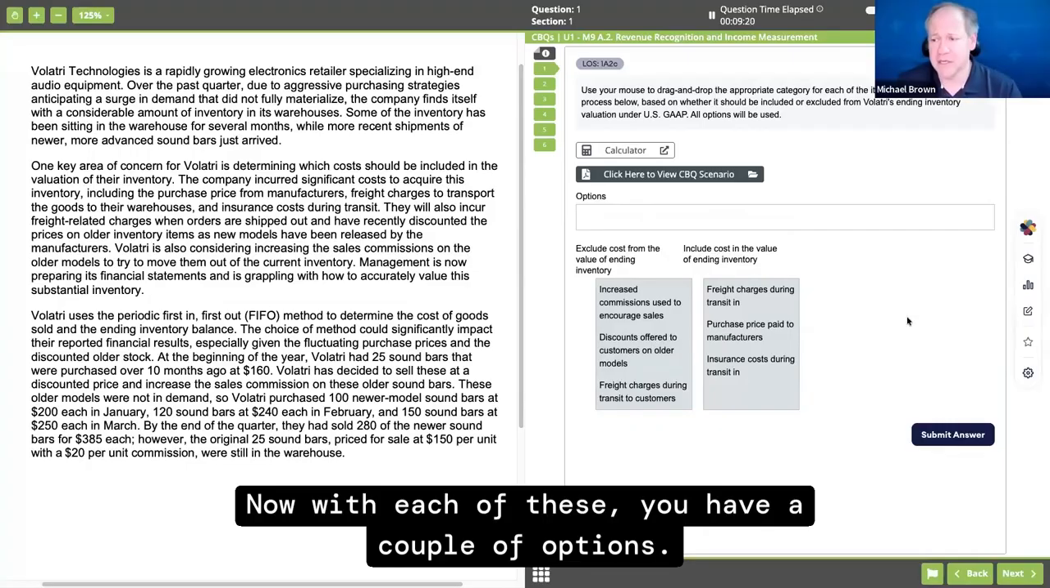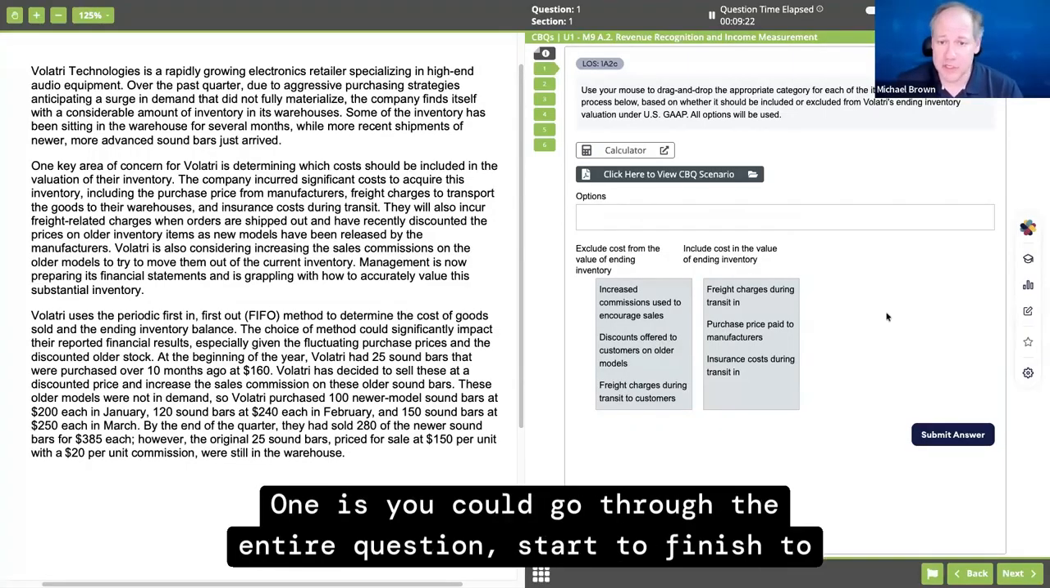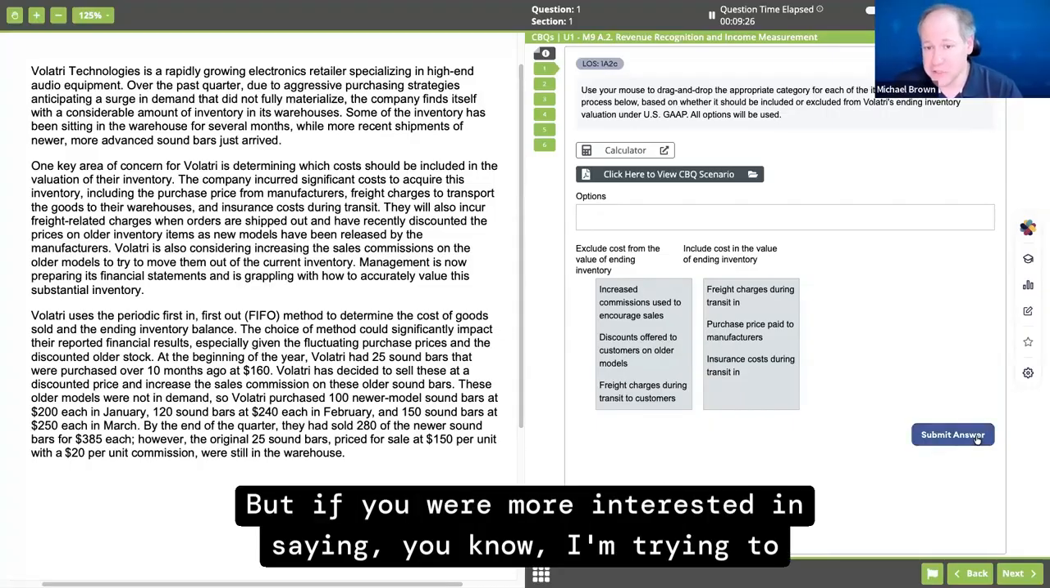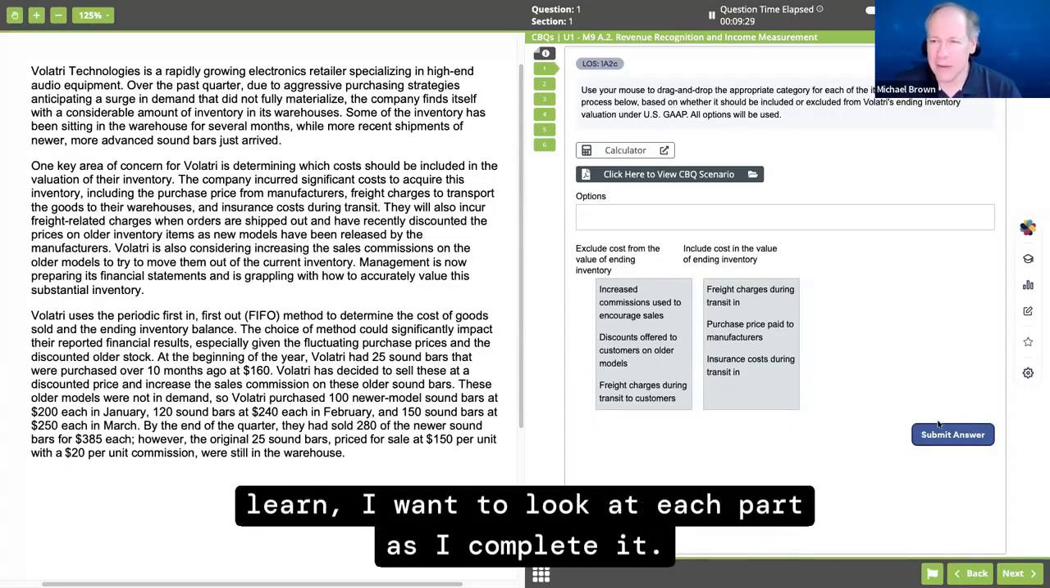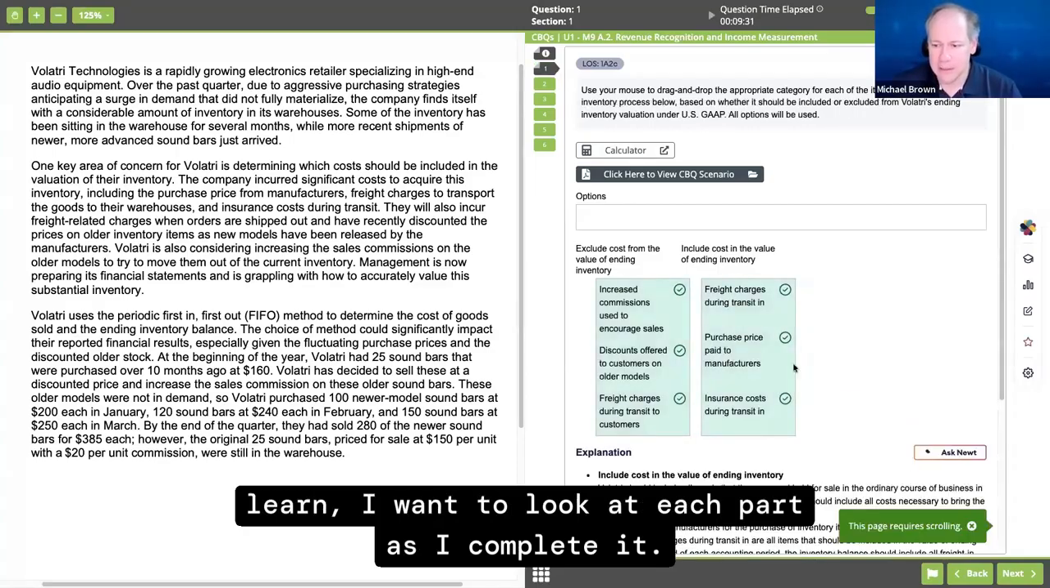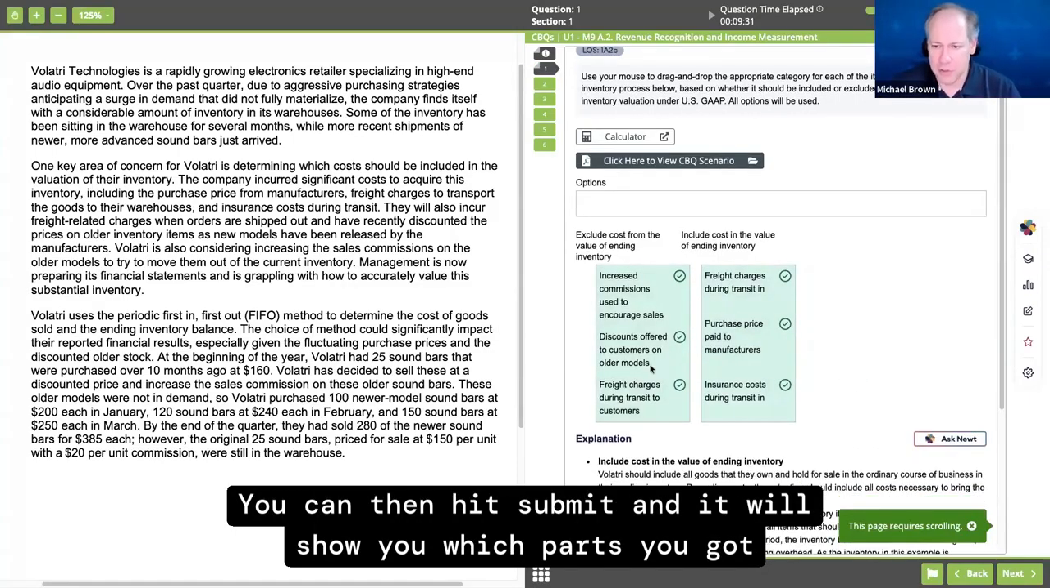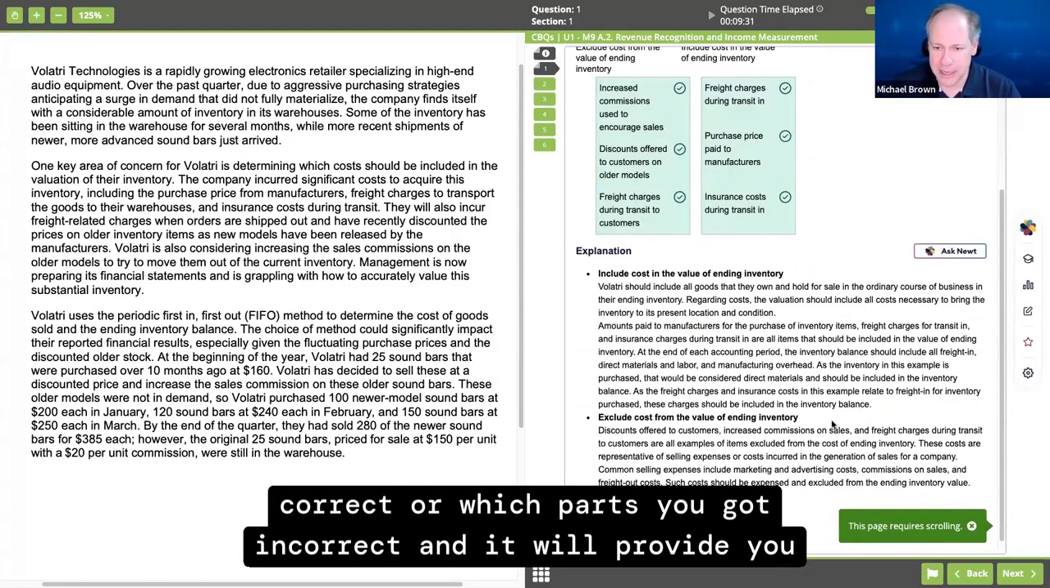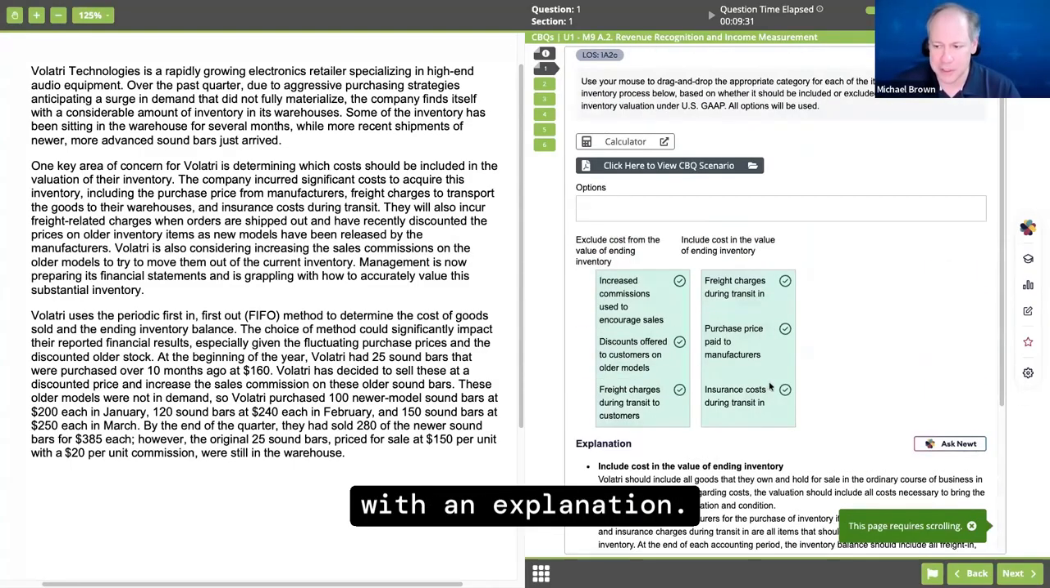Now, with each of these, you have a couple of options. One is you could go through the entire question start to finish to see how you did. But if you were more interested in saying, I'm trying to learn, I want to look at each part as I complete it, you can then hit submit and it will show you which parts you got correct or which parts you got incorrect, and it will provide you with an explanation.